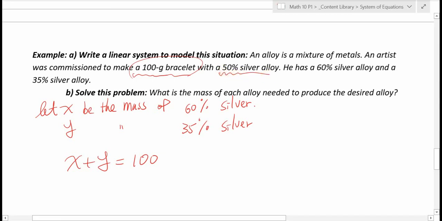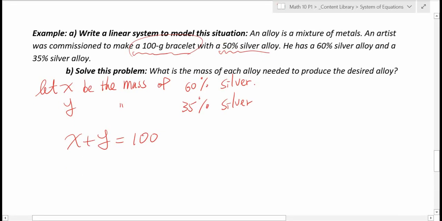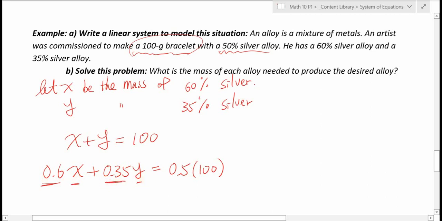Now the end result, what we want is a 50%, okay? So if I multiply the purity 60% of the silver times the mass of x and add that to the purity of the second silver, which is 35%, times the mass y, well, this should equal the purity of the final product, which is 50%, times the mass of the final product, which is 100 grams. Okay, does that make sense? This is the percentage, that's the mass. Again, percentage times mass. If you add them together, it should equal a percentage times mass.